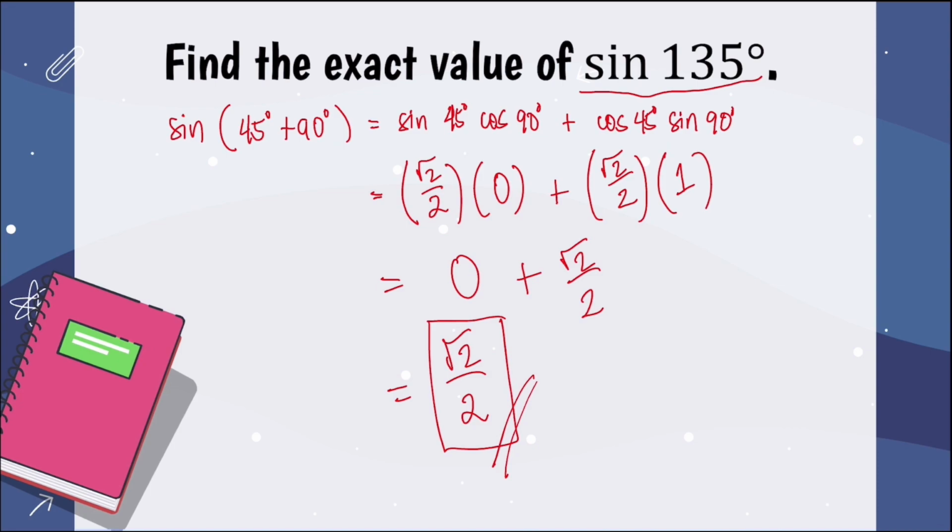So if you see that the angle is not a special angle, you can do this. You can separate the angle into two different angles and you can apply the sum or difference identities.